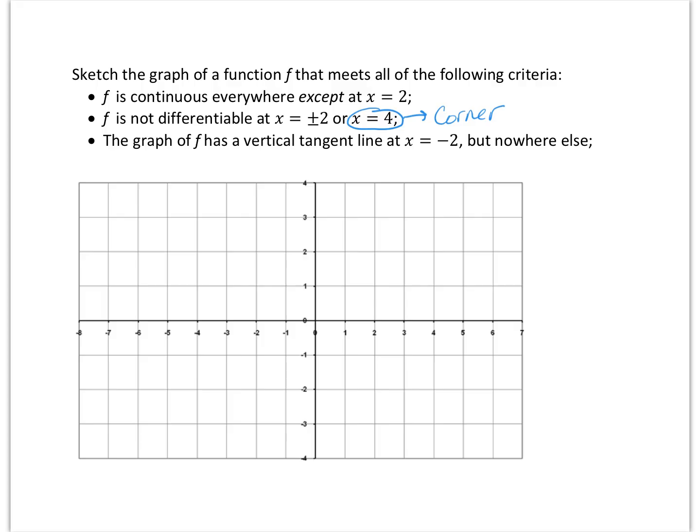All right, so now I just need to try to draw a sketch of this. So at 2, I have a discontinuity, and at -2, I have a vertical tangent line. So let's draw my vertical tangent line at -2. So maybe something like that. And then the next interesting point has to happen at 2. I need a discontinuity. So let's follow that to 2, and maybe I'll put a hole in the graph with a point up here. And then at 4, I need to have a corner point. So I'm going to continue this until I get to 4, and then I'm going to do a sharp corner like that.